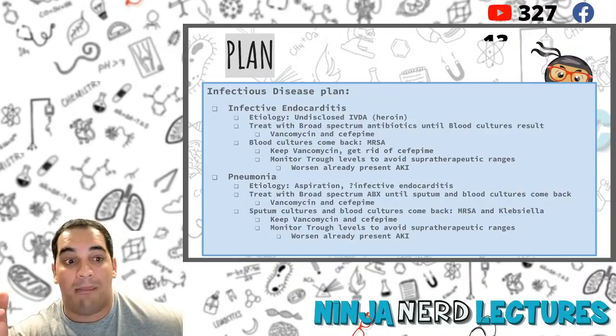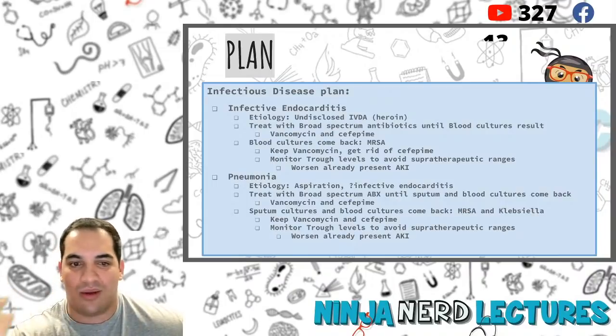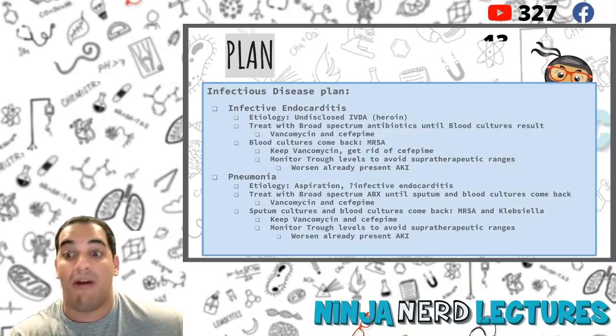And then his blood cultures did come back a little bit later. They were only MRSA, so we'll keep him on vanco, and we don't really need the cefepime for the septic endocarditis, for the infective endocarditis.